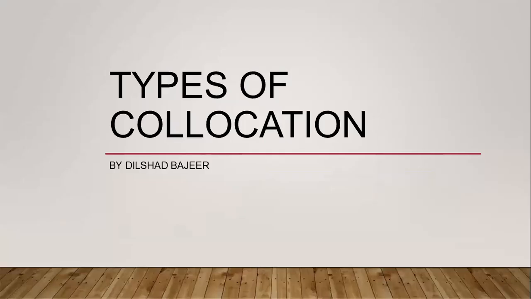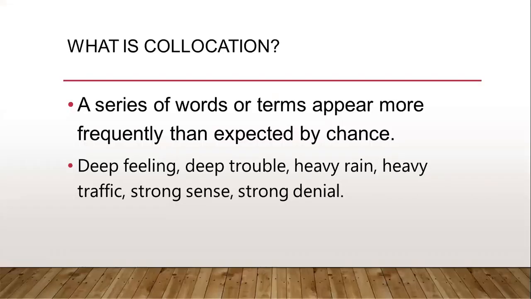Hello, this is Dilshad Wazir. My topic is types of collocation. Before discussing types of collocation, I would like to define what collocation is. It is basically a series or a combination of words or terms which occur most often with one another. Like we have examples: deep feeling, deep trouble, heavy rain, and such other examples.